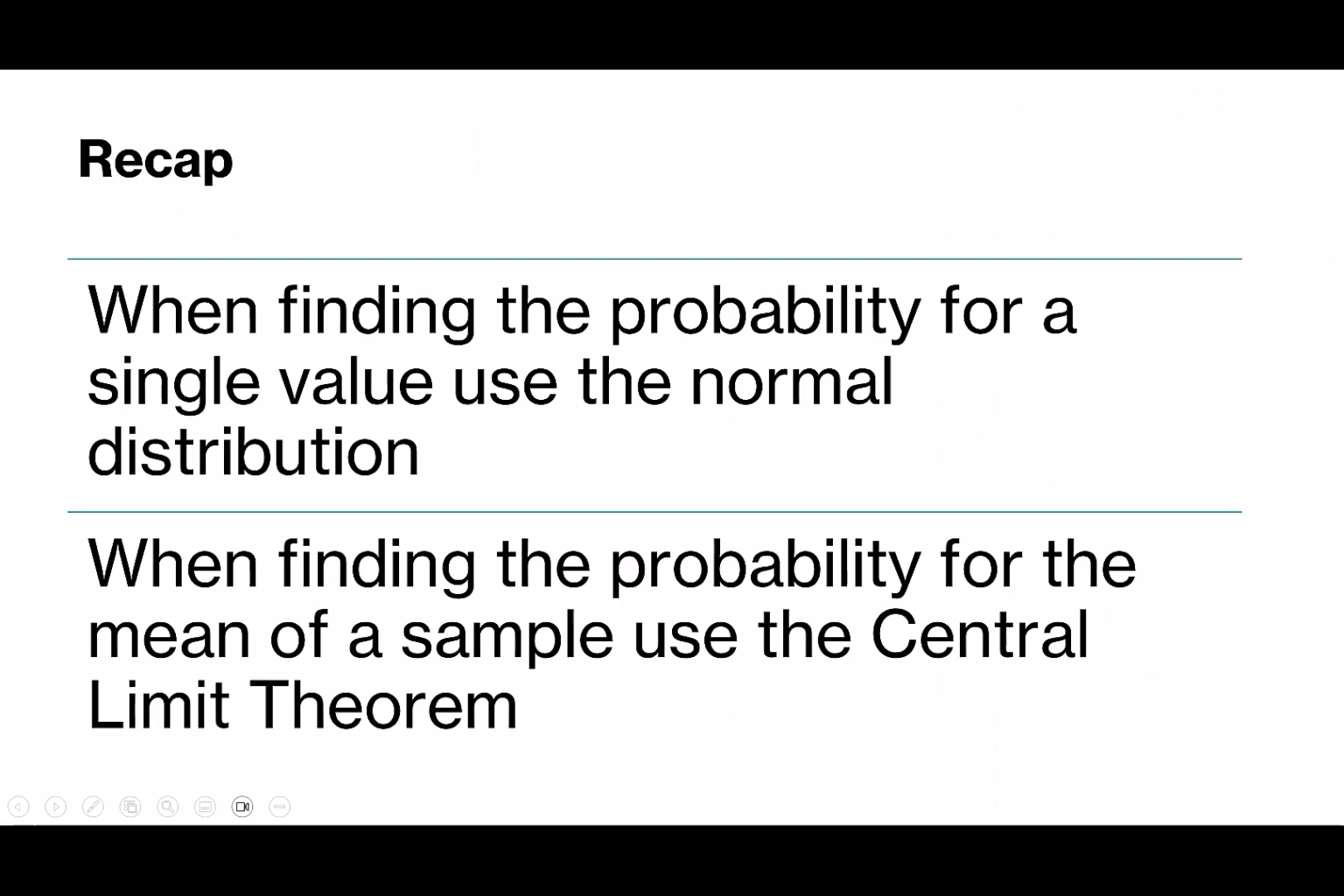As a quick recap, remember that when you're finding the probability for a single value, use the normal distribution. When you find the probability for the mean of a sample, use the central limit theorem.